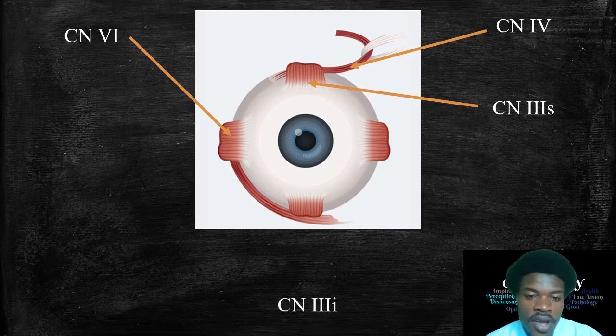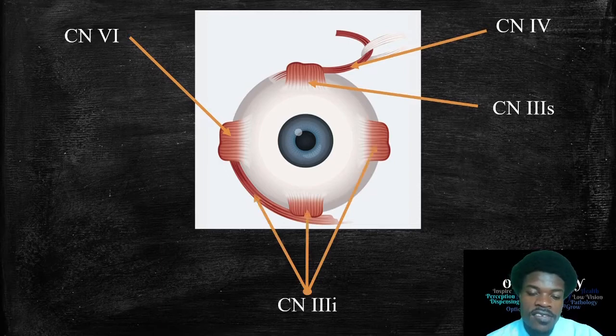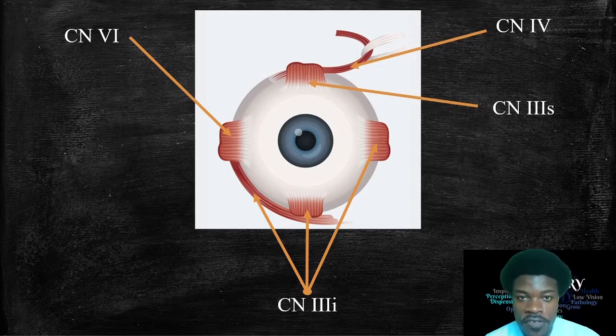Then the inferior division of the nerve innervates the rest of the muscles. So the medial rectus, the inferior rectus, and the inferior oblique muscle. So medial rectus, inferior rectus, and inferior oblique muscles. So there you have it guys, we have the extraocular muscles and the innervations.